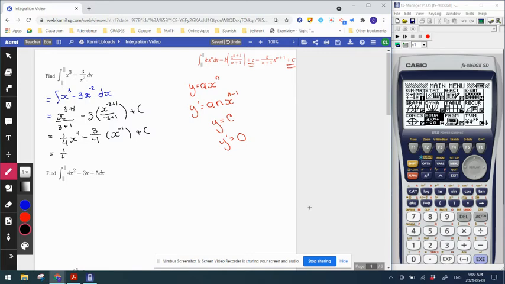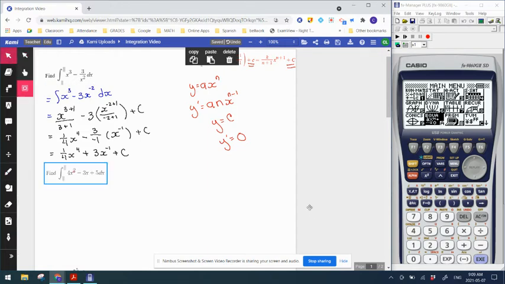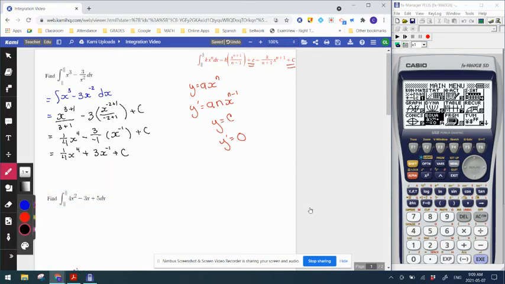So we can have 1/4 x to the power of 4. A negative and a negative make a positive, so this is going to be plus 3 x to the negative 1 plus c. Of course, we can write this again with a positive exponent. So we can go 1/4 x to the power of 4 plus 3 over x plus c. And there we have it.